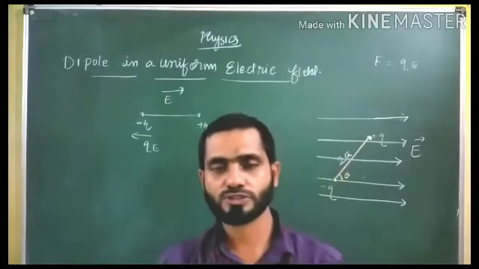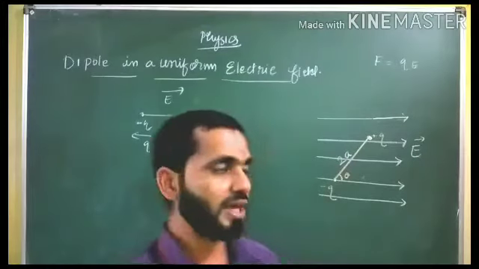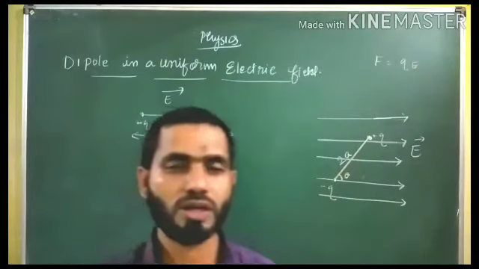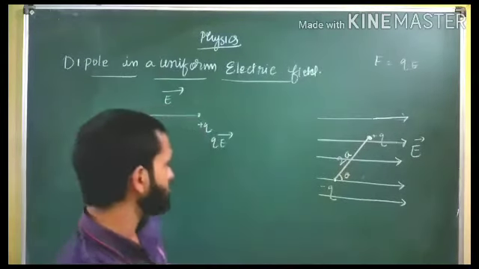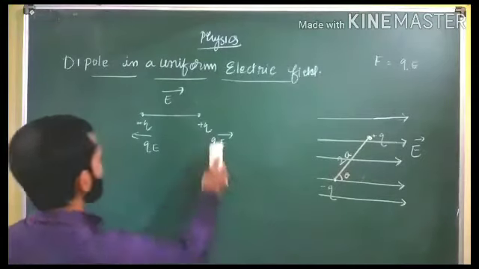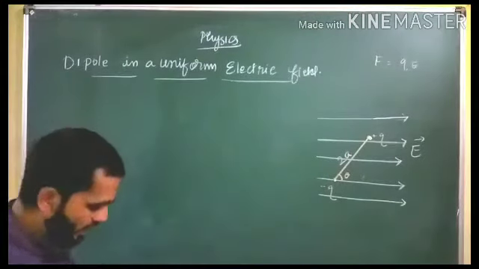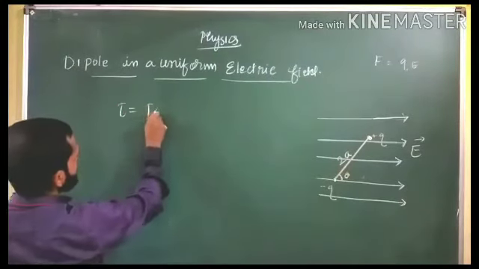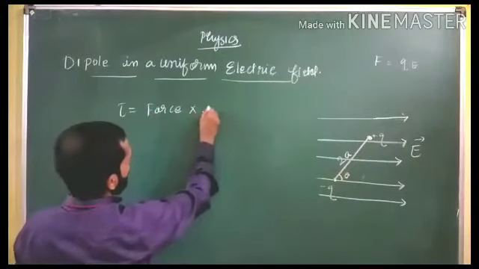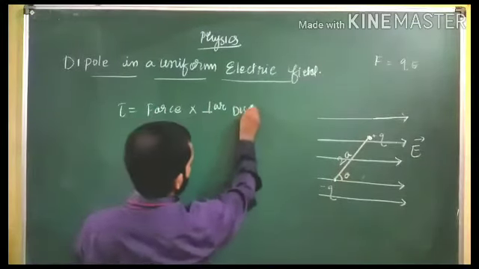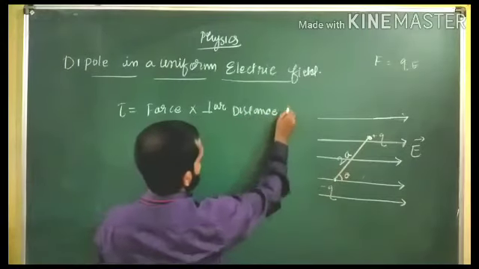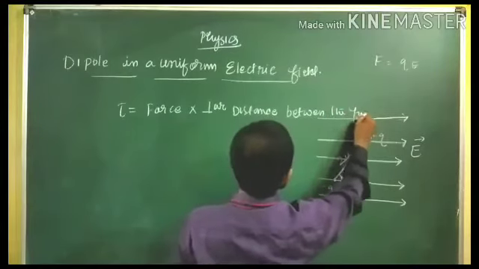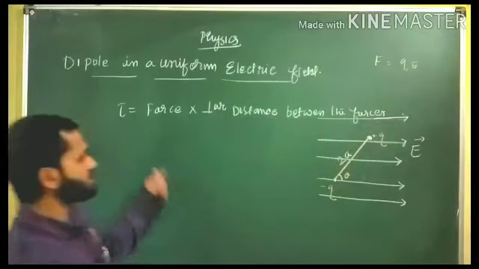Now, if linear motion is not possible, then our next check is whether any turning effect is possible or not, that is, whether any torque is possible or not. Students, we know the torque, or turning effect of a force, will be calculated as torque equal to force into perpendicular distance between the forces. This is the equation for the torque.